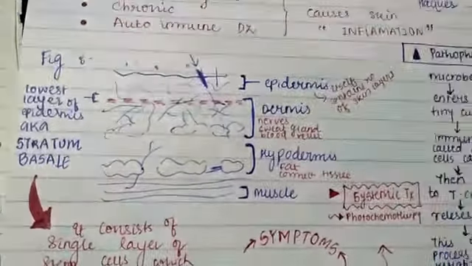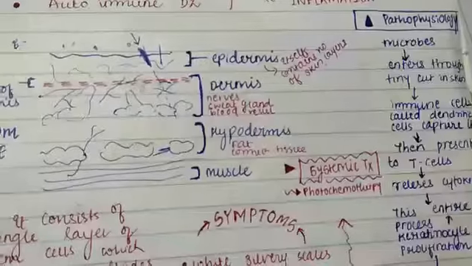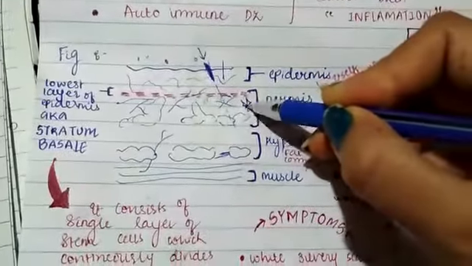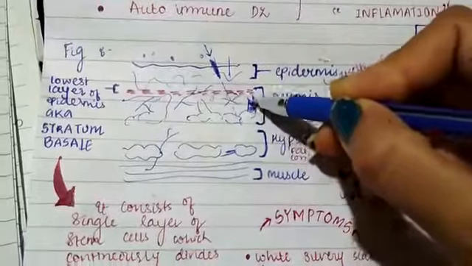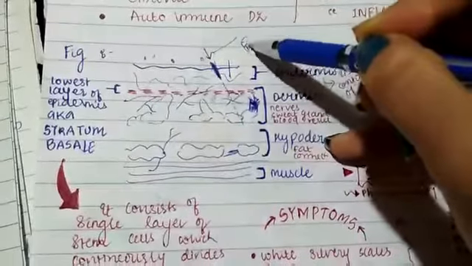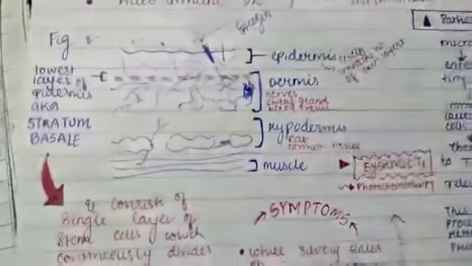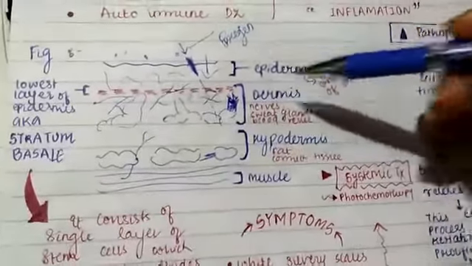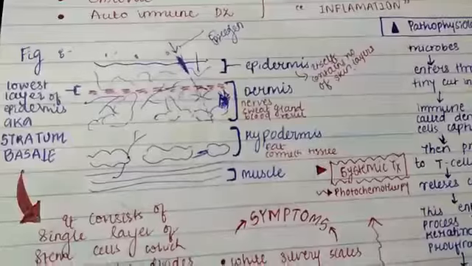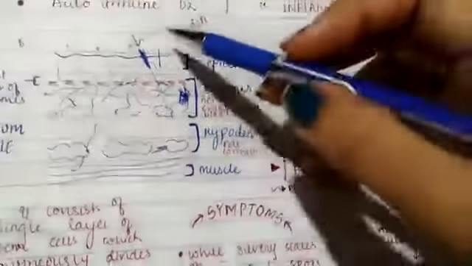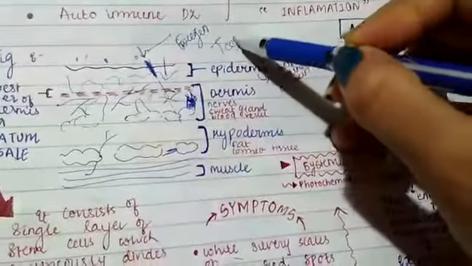It enters through the tiny cut into the skin, and our body's immune cells, called dendritic cells, recognize this microorganism as a foreign body, and the autoimmune process gets initiated. Then the T cell comes into action.